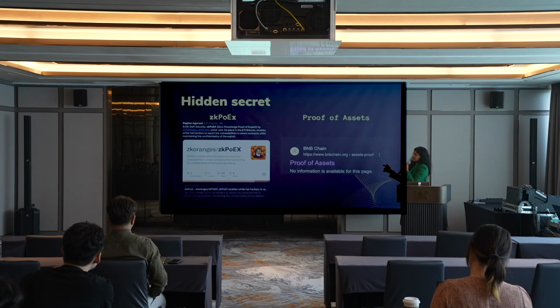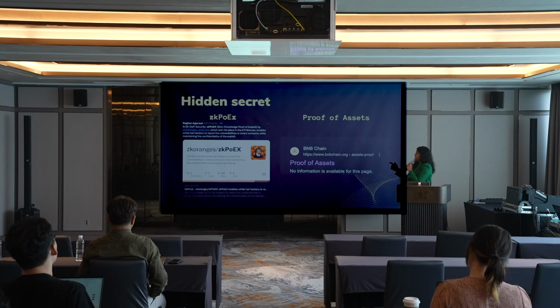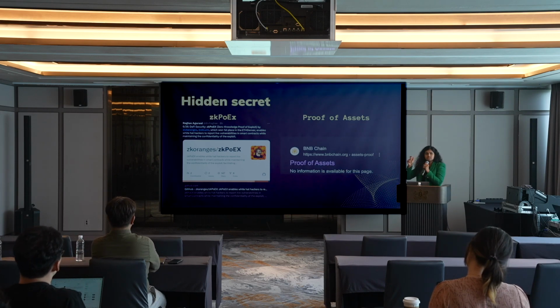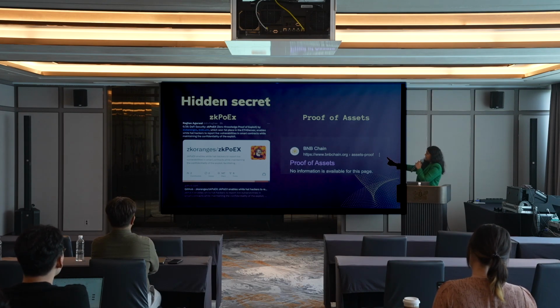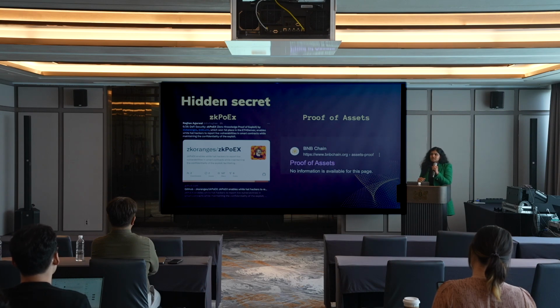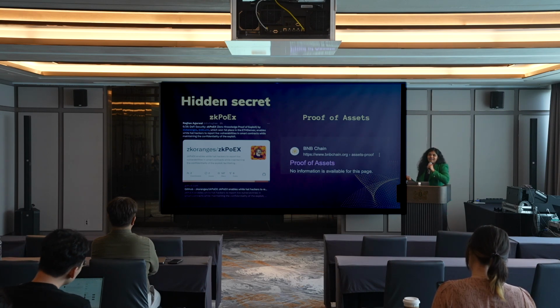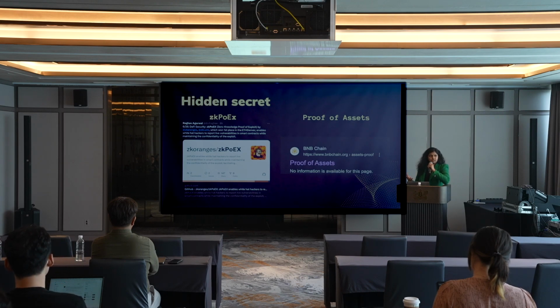I think this is the part. I'm not going to talk as much about privacy applications, but there's this hidden secret component, which also enables a lot of use cases. The first one is a zk proof of exploit. So this is a way for white hackers to coordinate vulnerabilities in applications with the team.